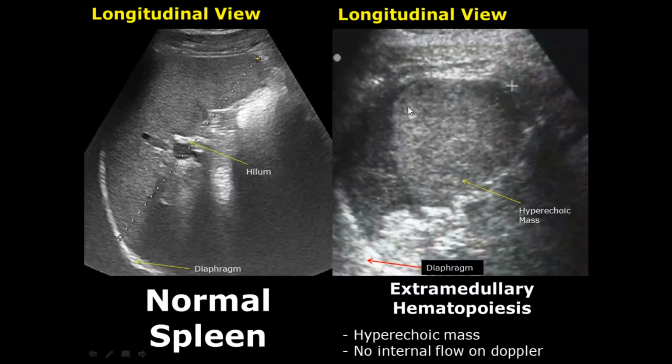Extramedullary hematopoiesis usually involves the whole spleen, but sometimes it can be focal. When focal, it presents as hyperechoic masses without any internal flow on Doppler.